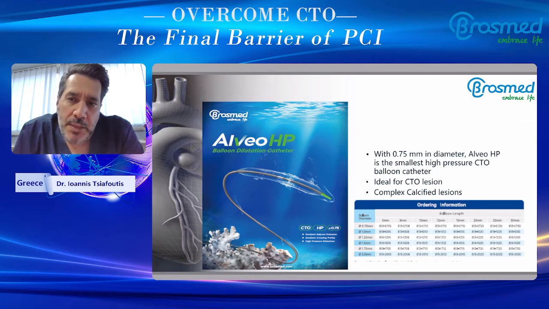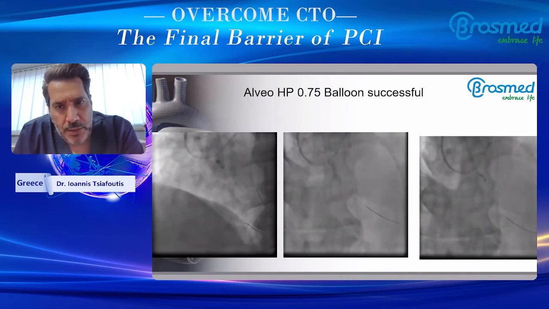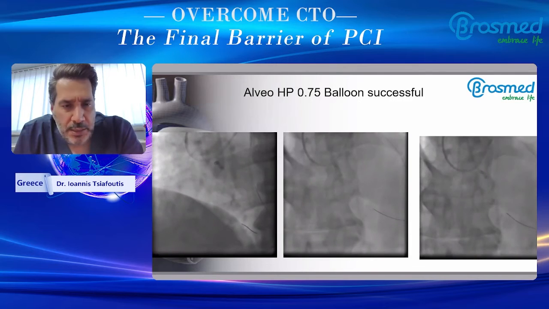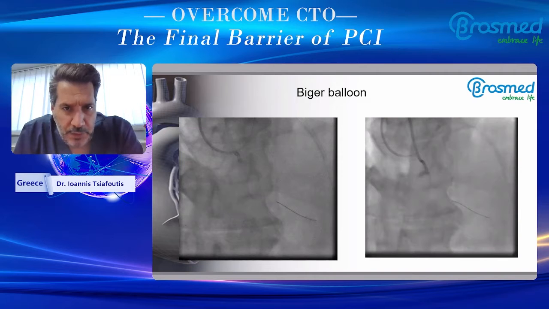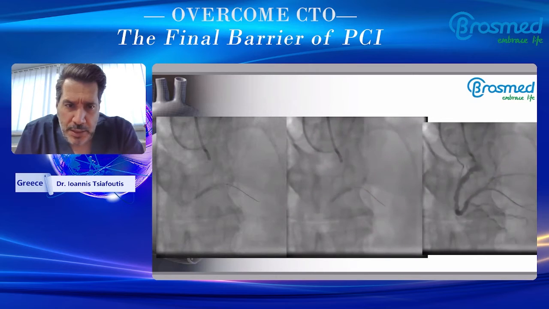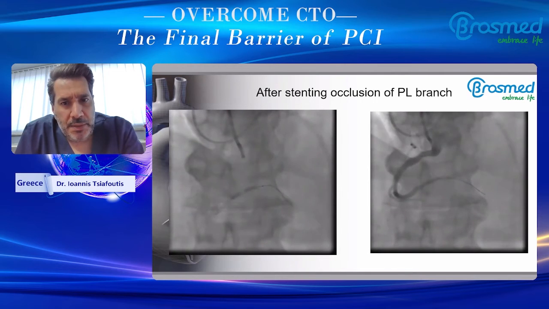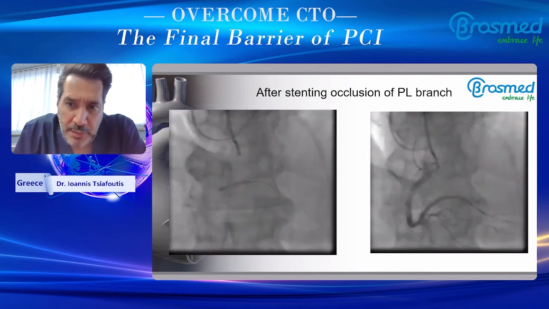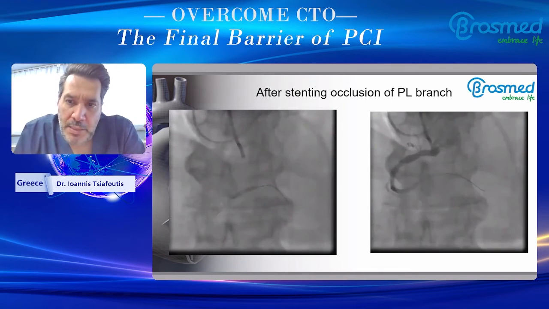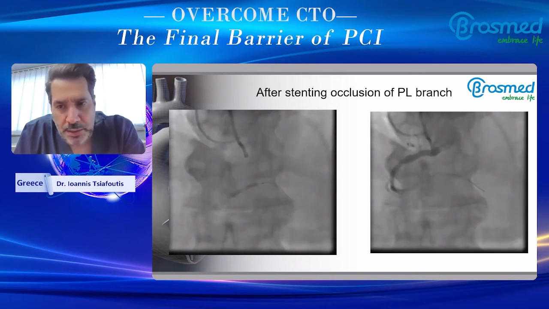Because of the way it was manufactured, it's really smooth. So that's why we used it here, and it dilated successfully. After that, we used bigger balloons, and we had this result. We decided then to put a stent, but after implanting a stent there, we lost a PL branch. The patient had chest discomfort, and we had to recanalize the occluded branch.